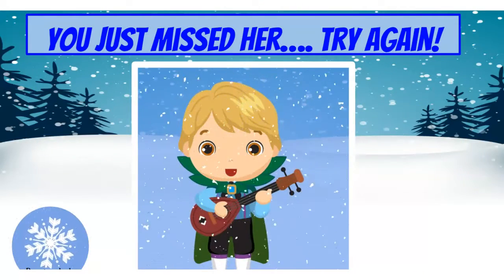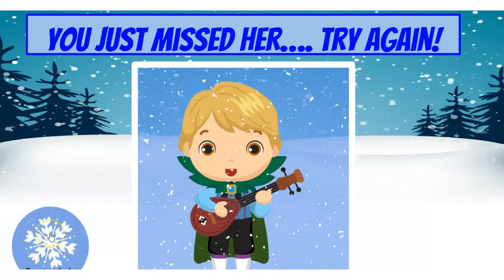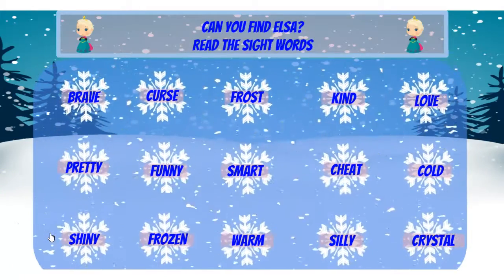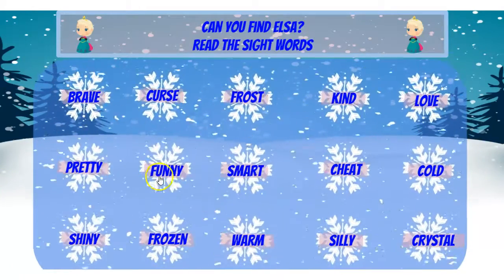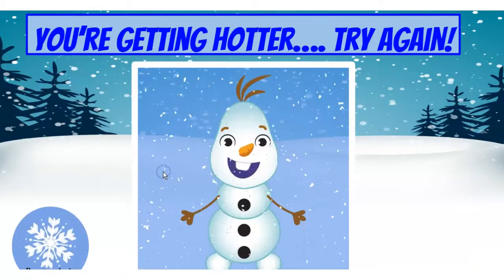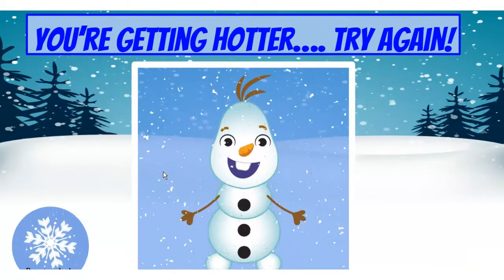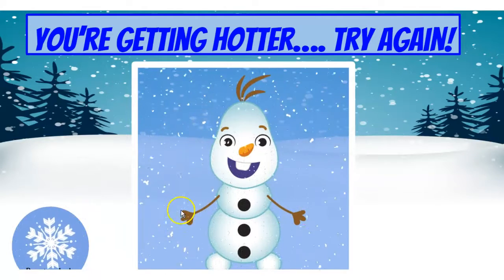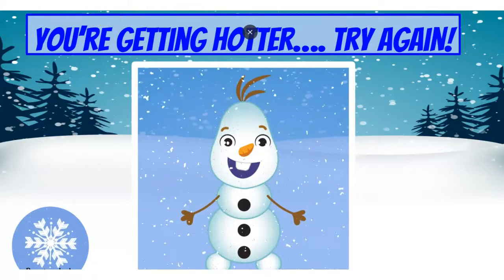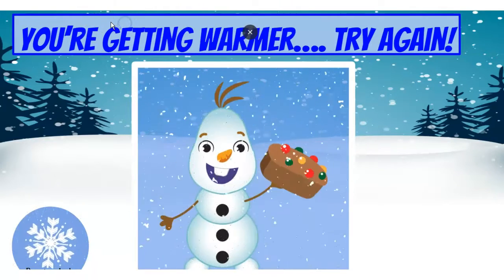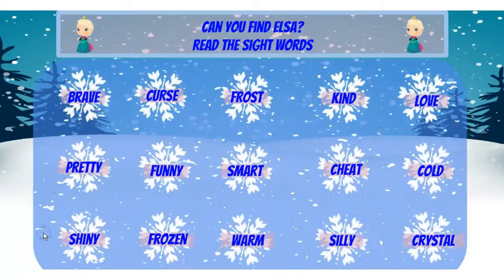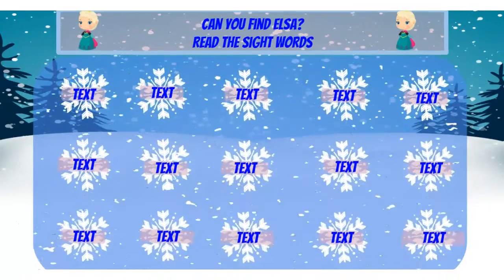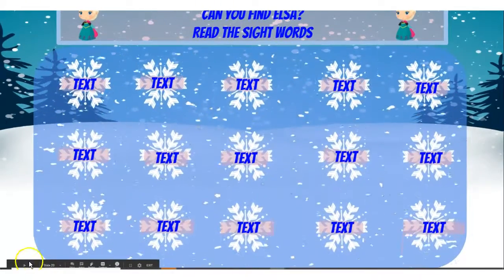Oh, you just missed her. Try again. And then they click onto the snowflake. It says it right at the bottom. Unfortunately, you can't see it all. Oh, let's use funny. My friends are so funny. Up, you're getting hotter. Try again. And let me just slide this down so you can see it, but maybe, nope. Okay. Let me slide it. Hold on. There. Okay, now let's go back.